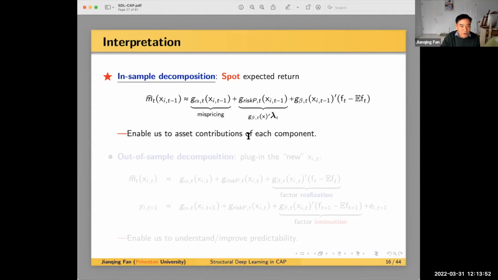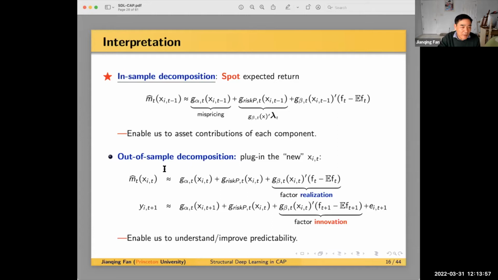And then for the out-of-sample, what do we typically do? Out of sample, we typically substitute the current X_{t-1} by the current X_t. So you are in essence estimating this whole component, that is the mispricing, risk premium plus factor realization.